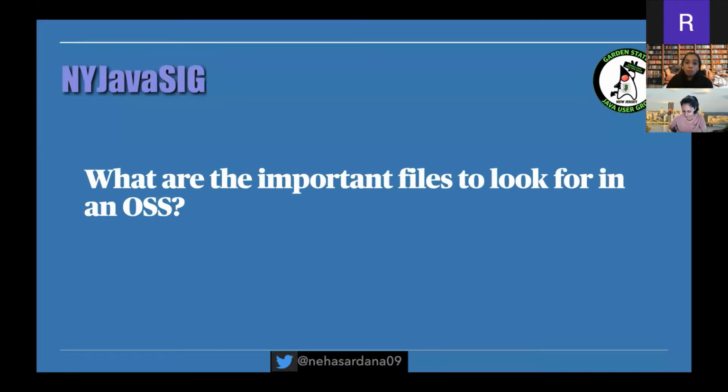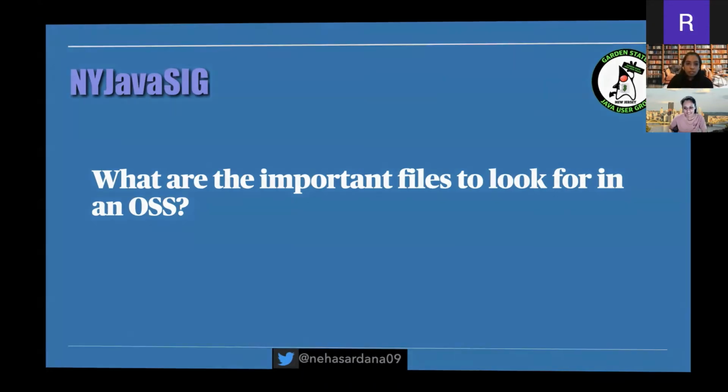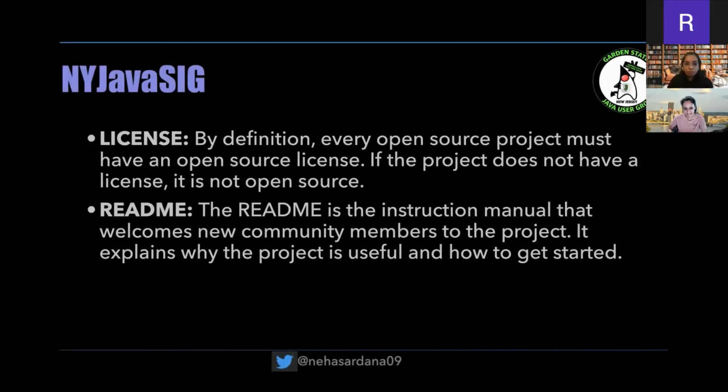Okay, so what are the important files to look for in an open source software? Let's look at that. First and foremost, even though it's an open source project, there are licenses to look for. By definition, every open source project must have an open source license. The good indication is that it shouldn't ask for a fee. That's how you know that it's an open source license. If a project does not have a license, it is not an open source project.